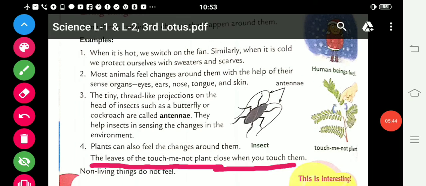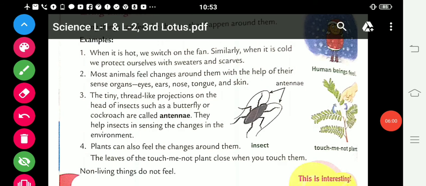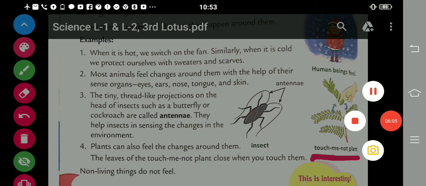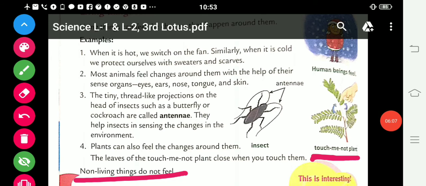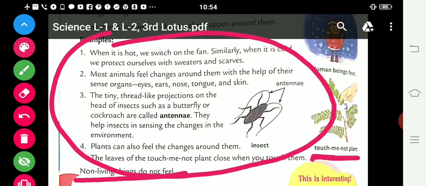Some plants' leaves close if you touch them, as you are seeing in these pictures. If I touch this picture, the plant's leaves will close. This type of plant is called a touch-me-not plant. Non-living things do not feel these feelings.